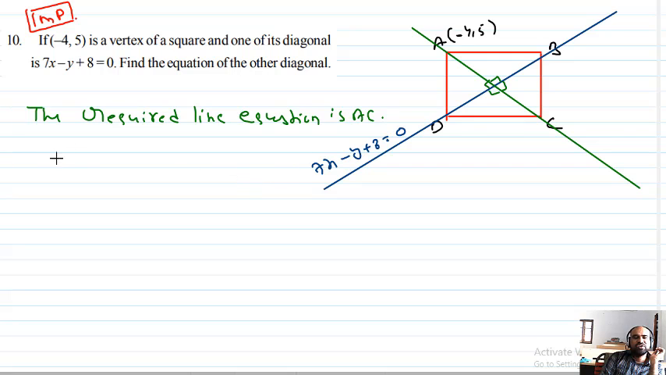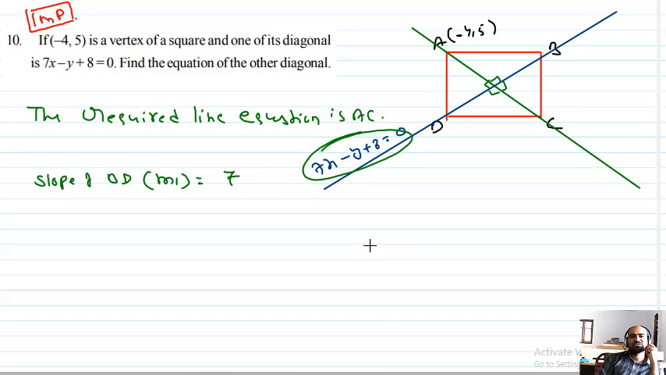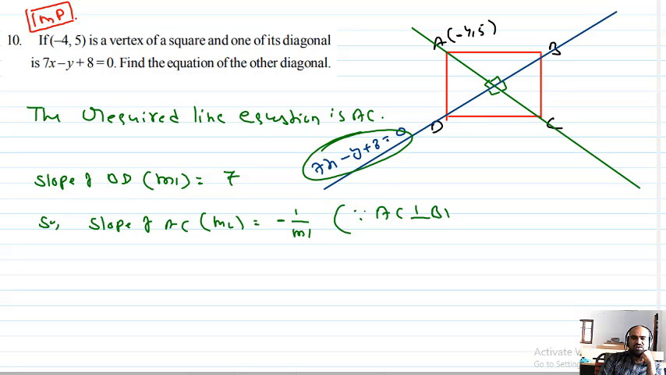First of all, I want the slope of BD, in bracket M1, in y equal to mx plus c form. That is 7, directly I can say. See, convert this to y equal to mx plus c form. We get 7 as the slope. So the slope of AC, in bracket M2, equal to minus 1 by M1, since AC and BD are perpendicular. Minus 1 by 7. Now we have slope and point and you can find the equation.